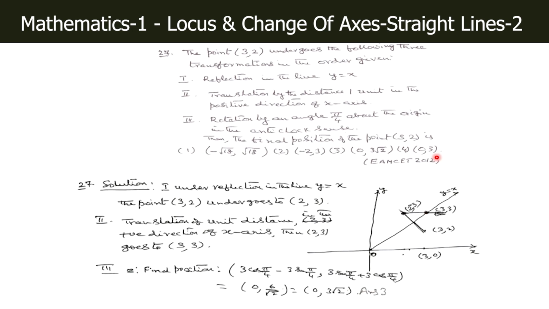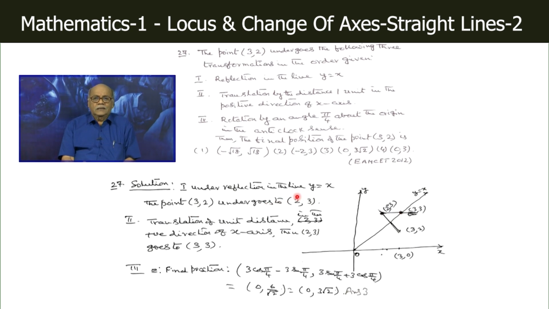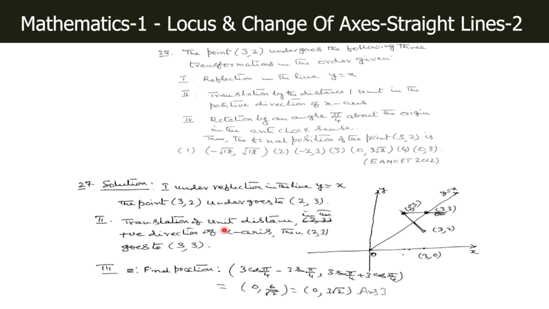So the first transformation: under reflection in the line y equal to x, the point (3, 2) goes to the point (2, 3). When you take the image in the line y equal to x, the coordinates will be interchanged. So the point (3, 2) becomes (2, 3). Next, translation of unit distance in the positive direction of the x-axis, then (2, 3) goes to (3, 3), because the y coordinate is fixed, so only the x coordinate changes: 2 plus 1 is 3.